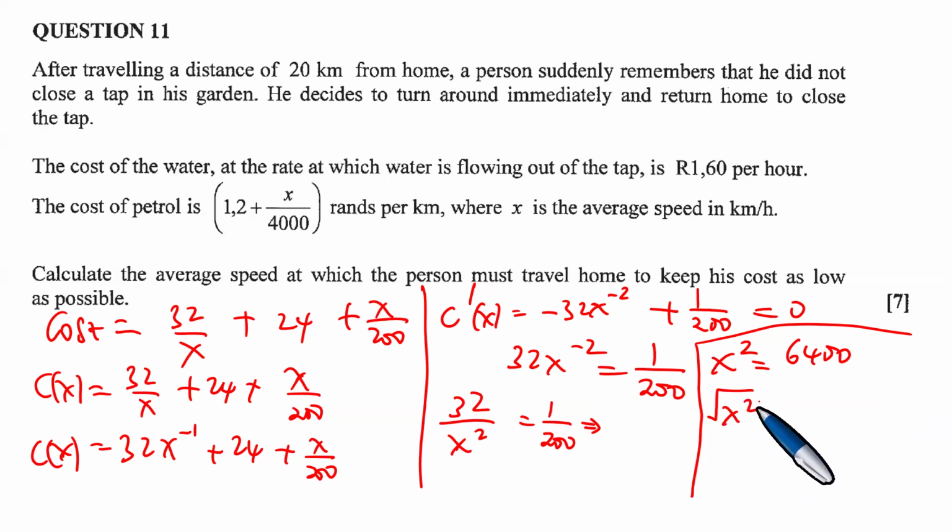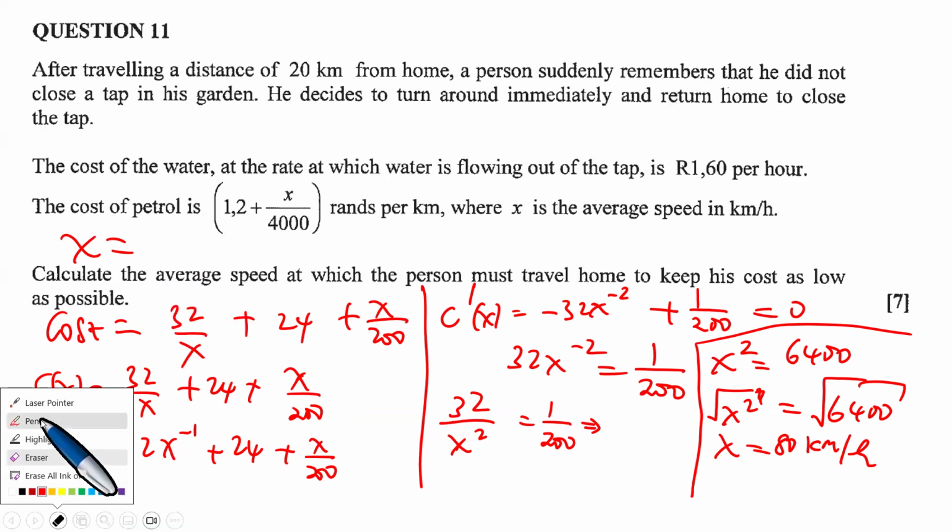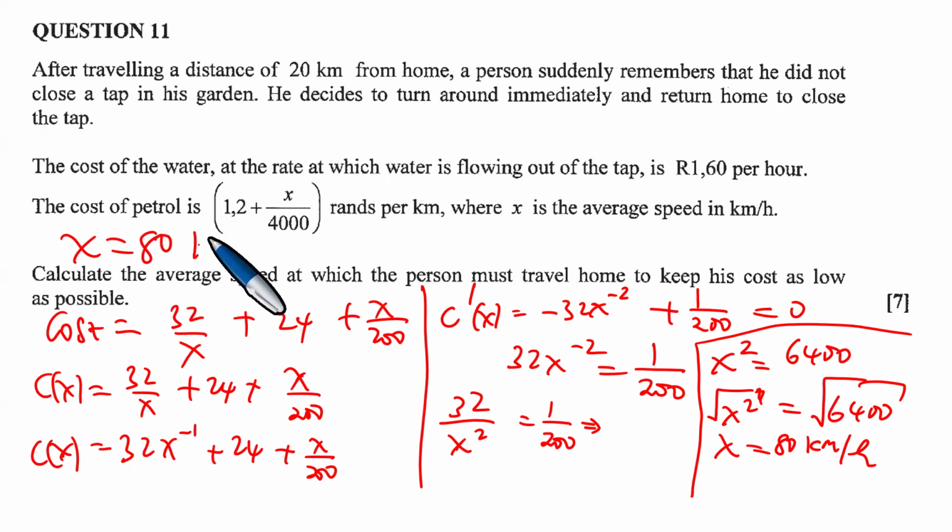We take the square root of x squared and equate it to the square root of 6,400, so that x equals 80 kilometers per hour. And this is the speed. You're asking the question: calculate the average speed at which the person must travel home to keep his cost as low as possible. To keep his cost as low as possible, he must travel at a speed of 80 kilometers per hour. Just take note of that.